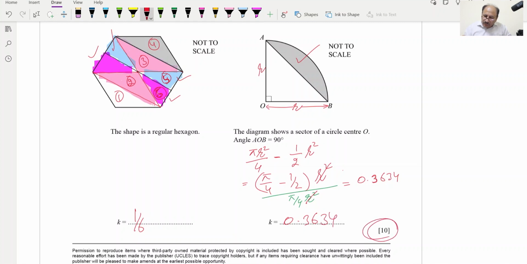And this was a 10-mark question, the last question of this paper. We are done with the paper.